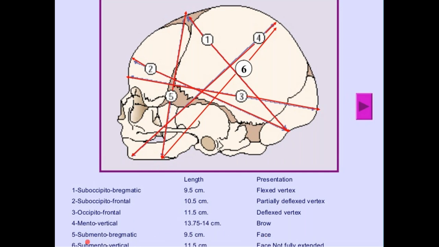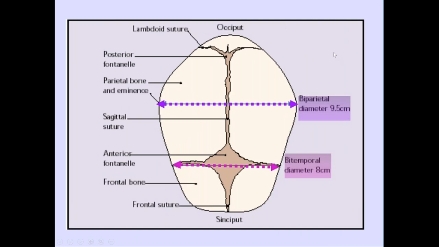And face presentation is submentobregmatic. This is the face presentation. Submentobregmatic, this is a face presentation, not brow. Okay, this is about the important presentations. Also, these two important transverse diameters: the biparietal diameter and the bitemporal diameter. These are the two important diameters.